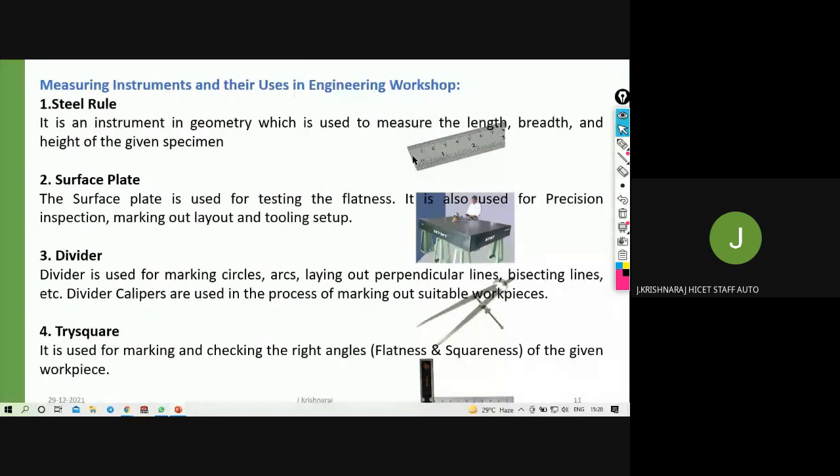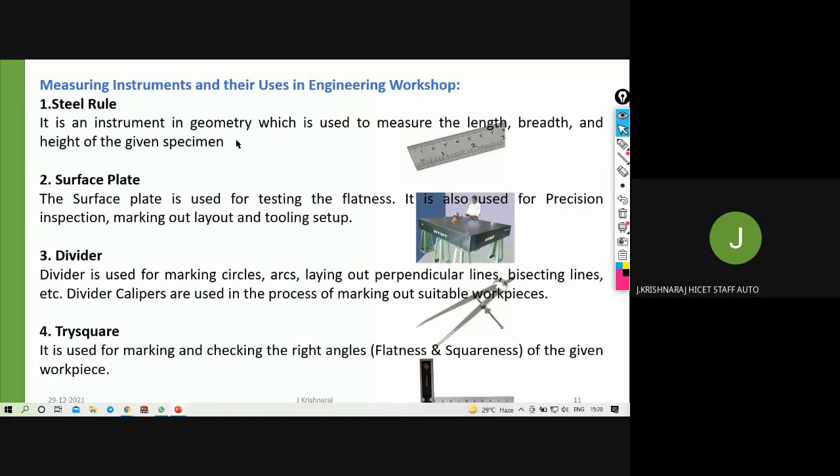So I herewith list out some of the measuring instruments and their uses for engineering applications. The first one is a steel rule. You know very well about the steel rule. It is an instrument in geometry used to measure length, breadth, height, everything for the specimen. The steel rule is a direct method of measurement, and doesn't need any calculation.